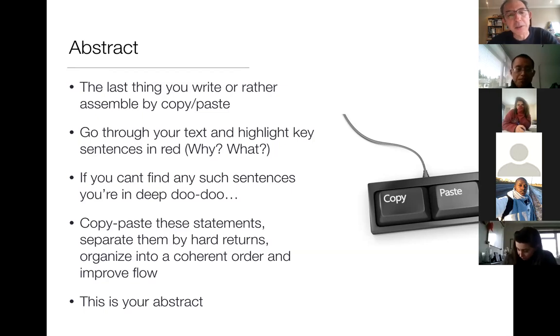So that exercise is very useful, and then you can copy paste those sentences and revise them, organize them into an abstract. It's okay if the abstract contains sentences that are similar to sentences in the main text, maybe even identical. There is no rule against that. That's actually better, because you don't want an abstract that doesn't match the main text, right? So it's okay to copy paste and start with that.